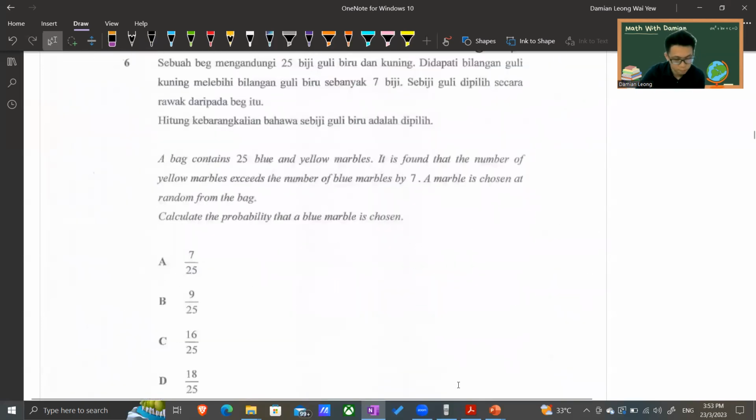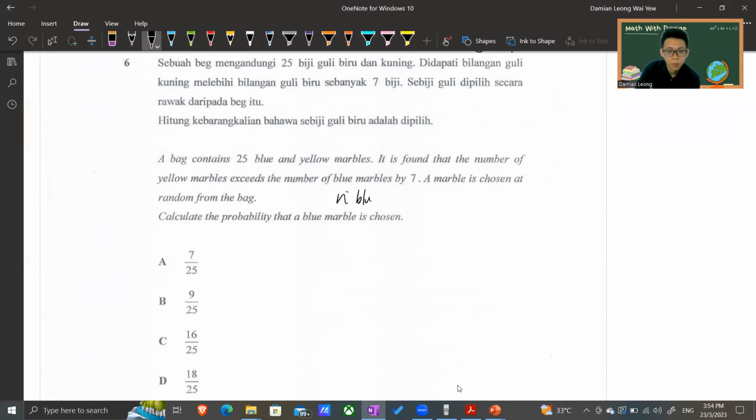Question 6. A bag contains 25 blue and yellow marbles, which means the total number of marbles is 25. It's found that the number of yellow marbles exceeds the number of blue marbles by 7. A marble is chosen at random from the bag. Calculate the probability that a blue marble is chosen. Let's take the number of blue marbles as x first.